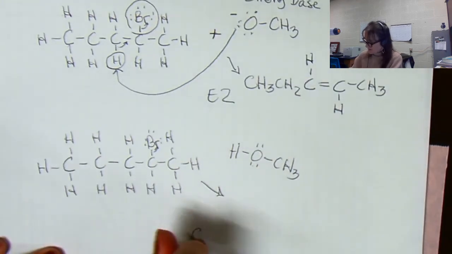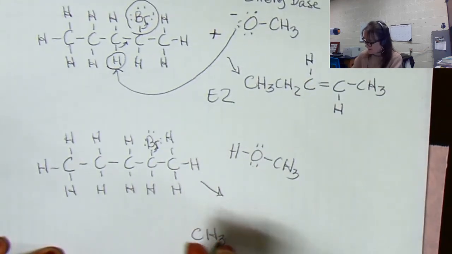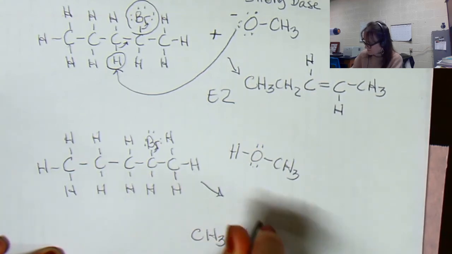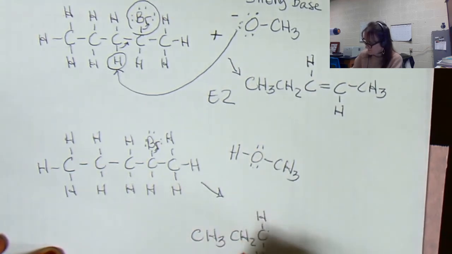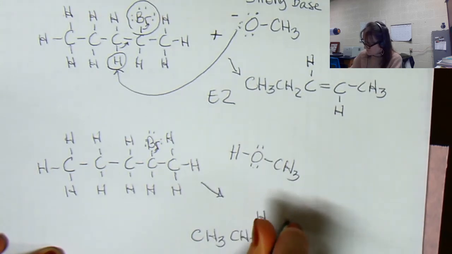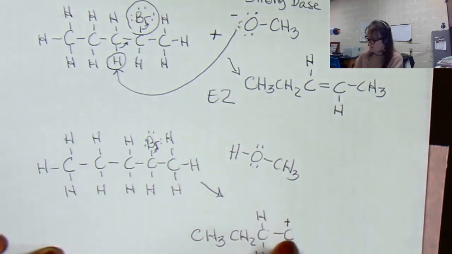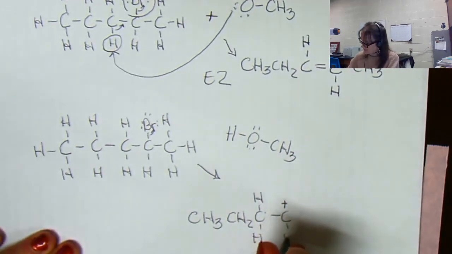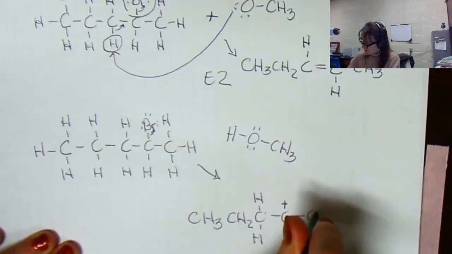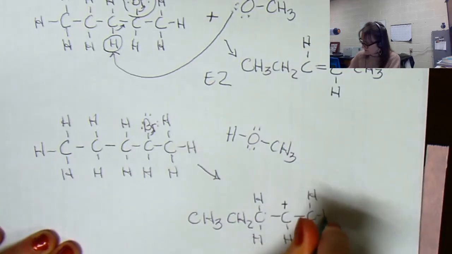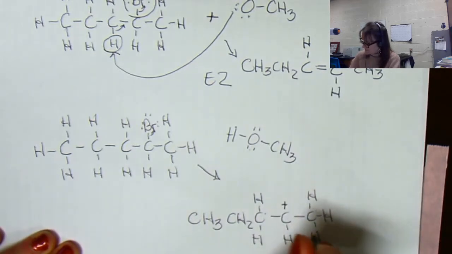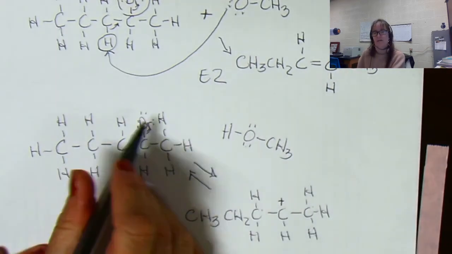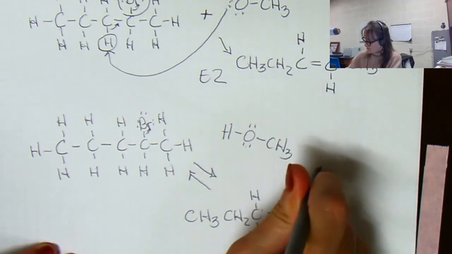and you will make the cation. Carbon number 2 is now a cation. It still has hydrogen and it's still bonded to the CH3 on the end. This is occurring in equilibrium. It goes back and forth, and that bromide is over here.